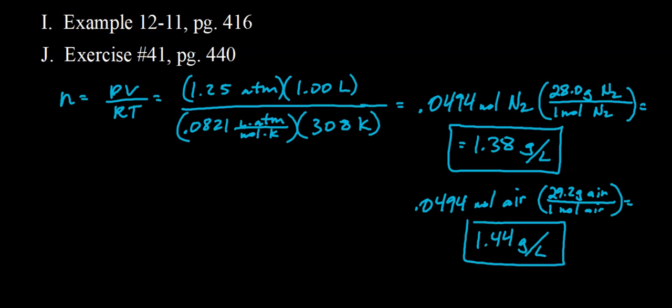So just like the example problem, we're going to use the ideal gas law to find moles. Again, let's set the volume as 1 liter. You can make it whatever you want, technically, but we're going to do it per 1 liter. That way, when we calculate the mass, that'll be the mass per liter, aka the density. So density of nitrogen, 1.38 grams per liter. Notice that the molar mass of air is slightly more than the molar mass of nitrogen, which is going to lead us to get a higher density for air than nitrogen. We get 1.44 grams per liter.